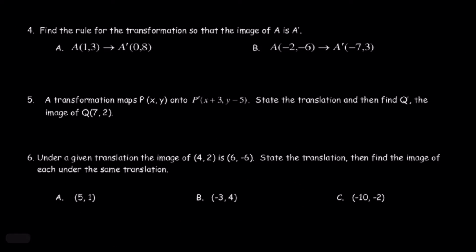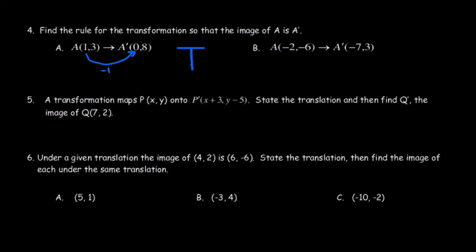Find the rule for the transformation so that the image of A is A prime. So this is where it gets a little bit more challenging because I know I have to come up with a translation, but I have to figure out what did I add to the x to get the new x, and that would go here. And then you figure out what did I add to the y to get the new y, and that would go second. Okay, so first, 1 plus what is 0?